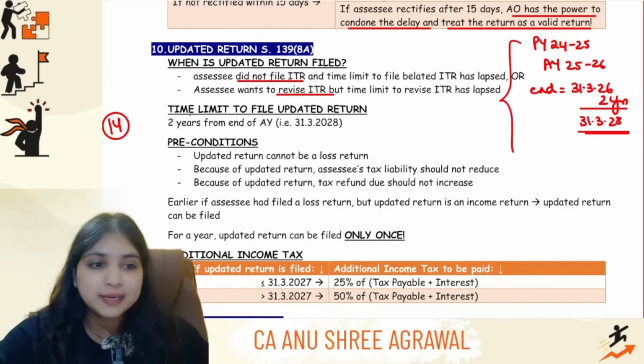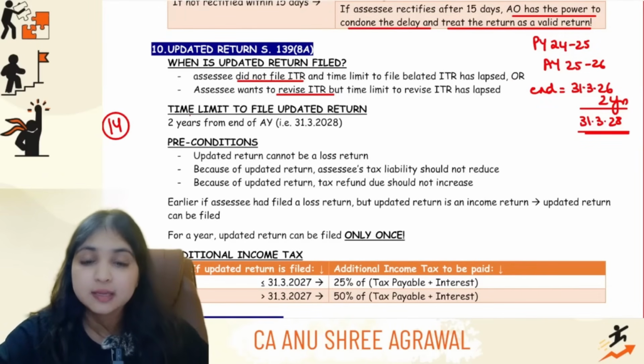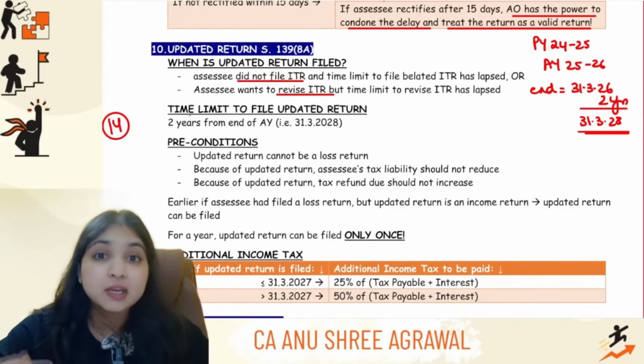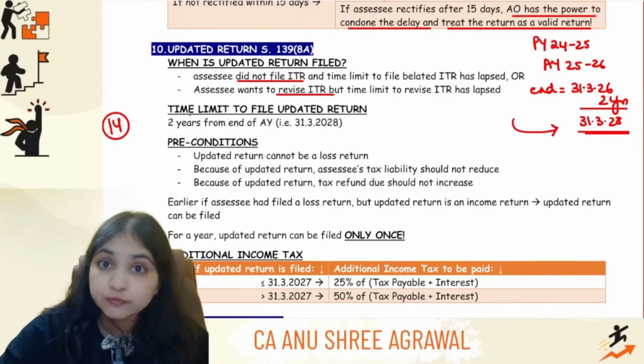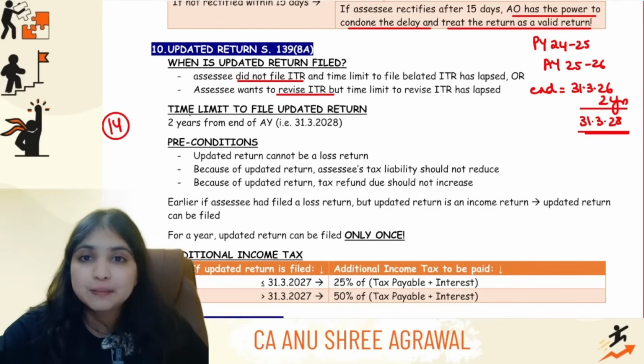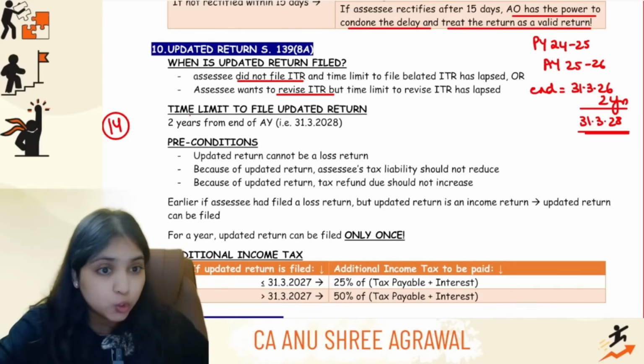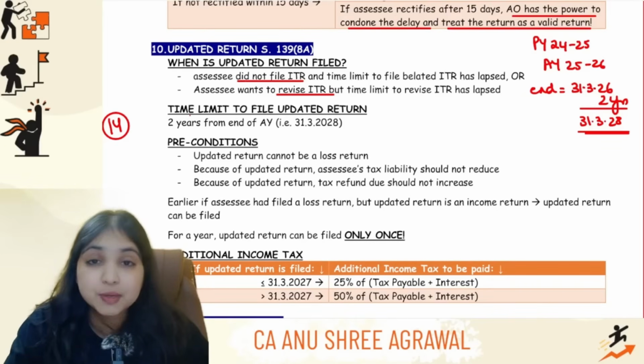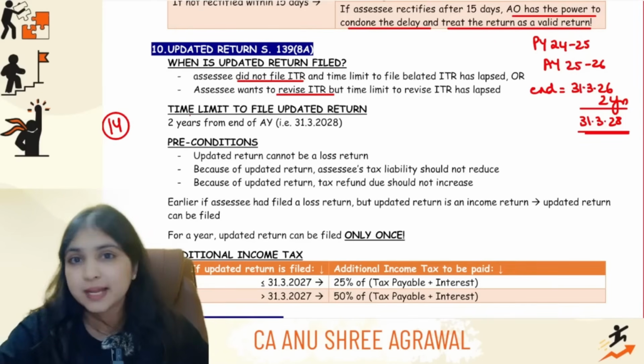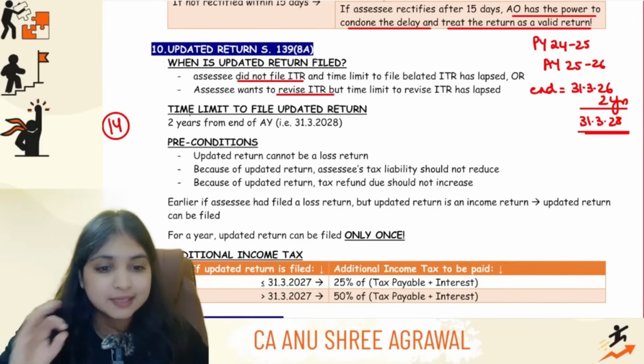Now see, through updated return, government is giving you a favor, guys. Even though your time limit to file belated return has lapsed, even after that, the government is letting you file the return. Even though your time limit to file the revised return has lapsed, still the government is letting you revise the return. So the government is clearly doing a favor for you. So in such cases, because the government is doing a favor for you, government will expect additional income tax from you. Now, how much additional income tax? Listen to me carefully.